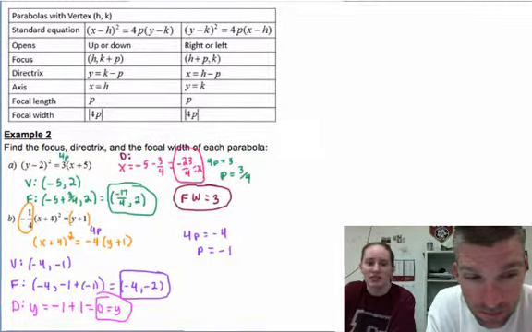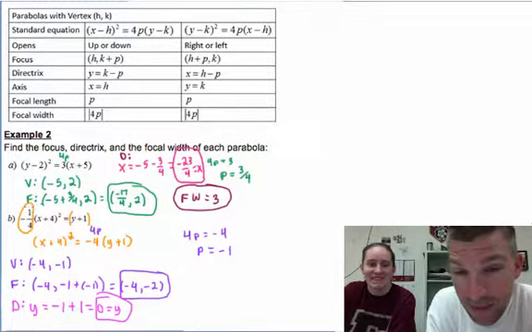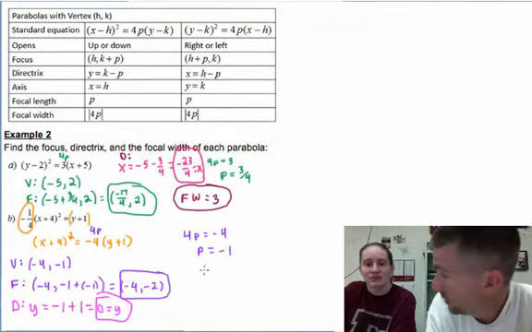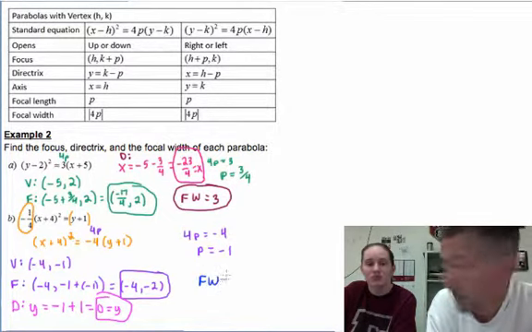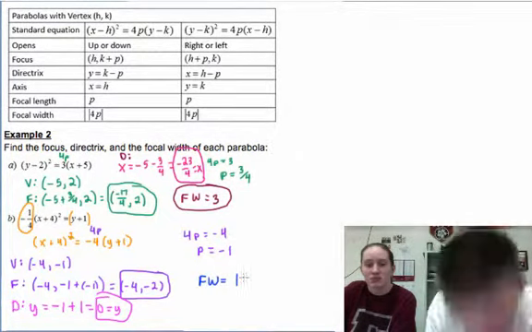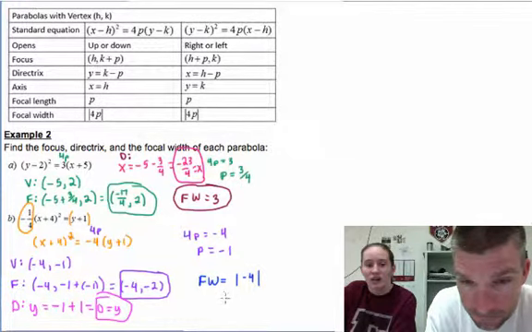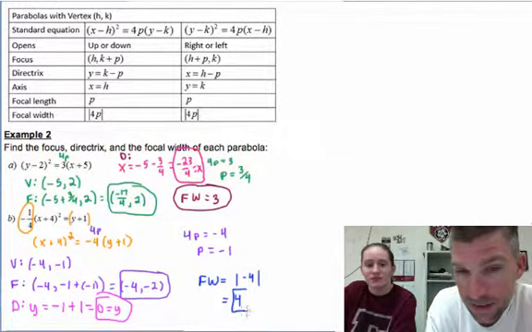The focal width is 4p. The absolute value of 4p is the absolute value of negative 4, which is 4. I couldn't agree more. Of course you can't. I'm finally right.